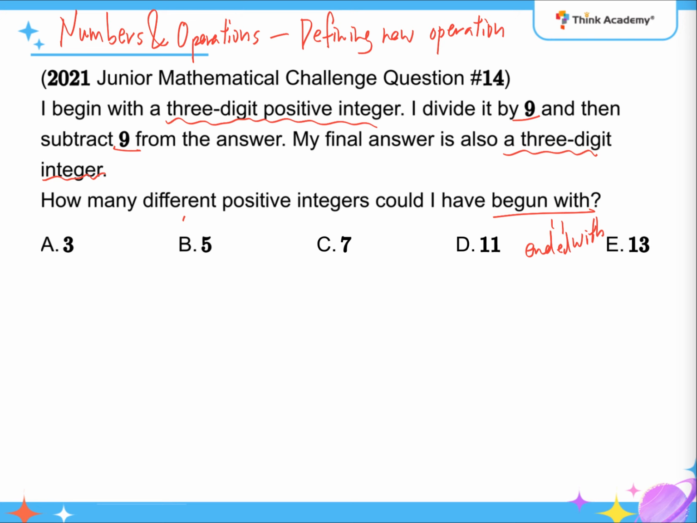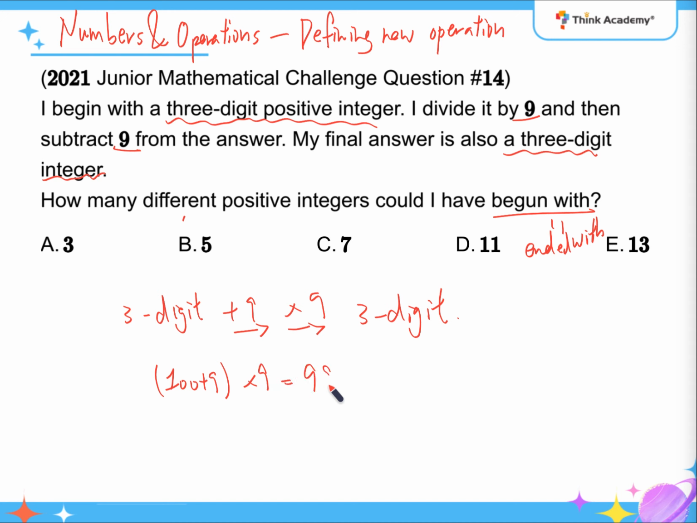So if I'm just swapping everything around, it means that a 3-digit number add 9, times 9, is still a 3-digit number. So we can start trying from the smallest one. 100 adding 9 is 109, times 9, that is 981. 101 adding 9, that's 110, times 9 is 990, which is already quite big.